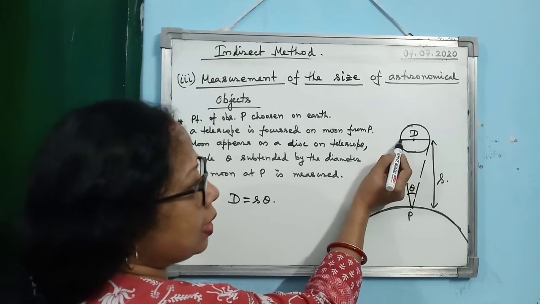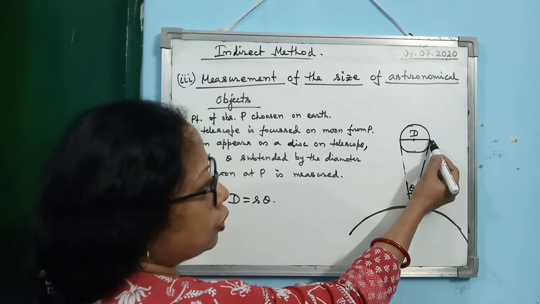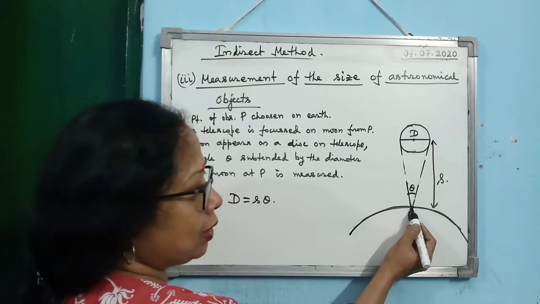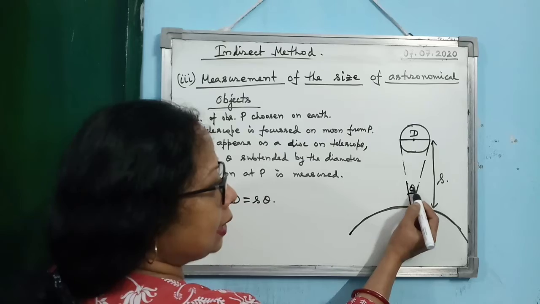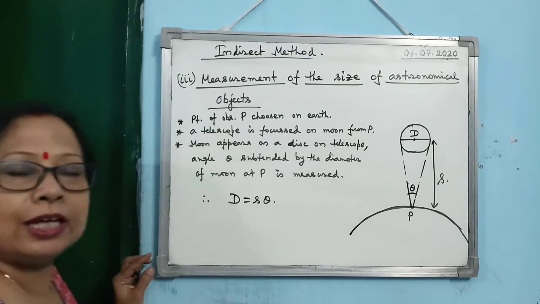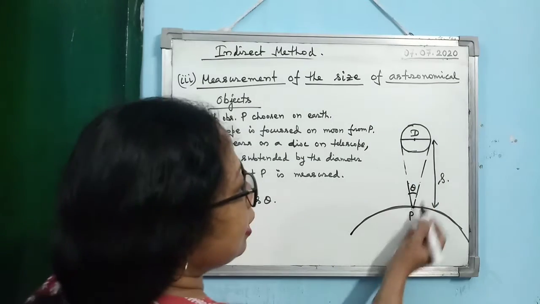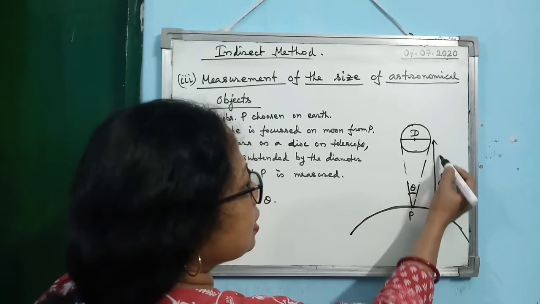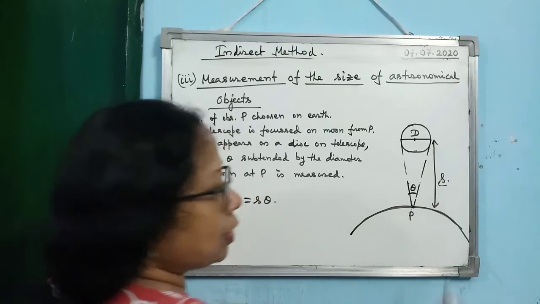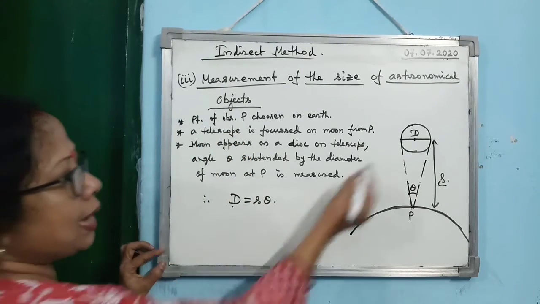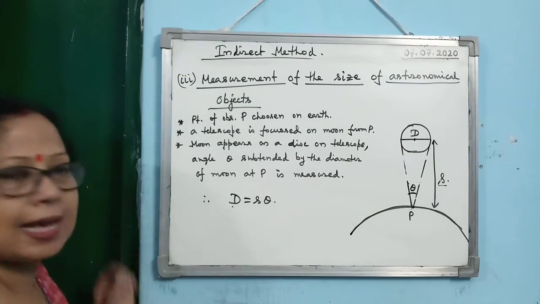So look at this one. This is the diameter. If you join the ends of the diameter to the point P, it subtends the angle theta. That angle you measure. And then, if you know the distance of the moon from the Earth's surface, say it is S, then the diameter D of the moon will be given by S into theta.